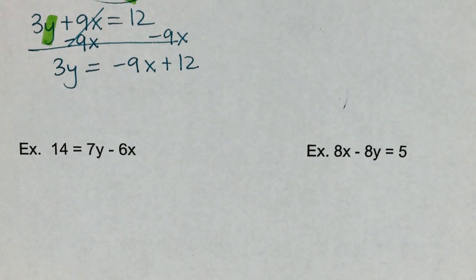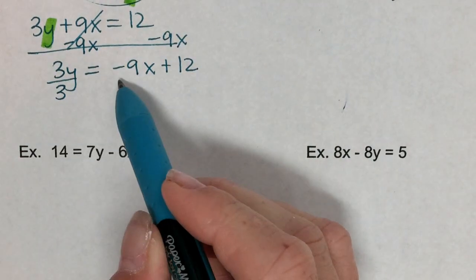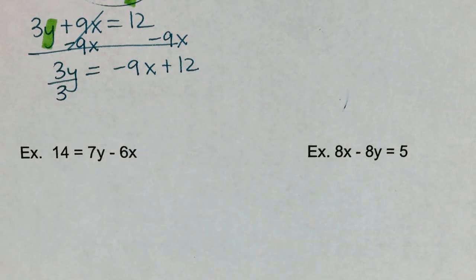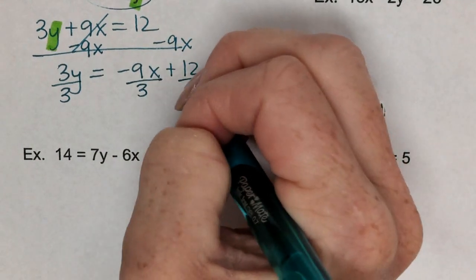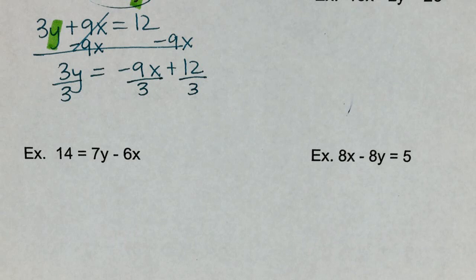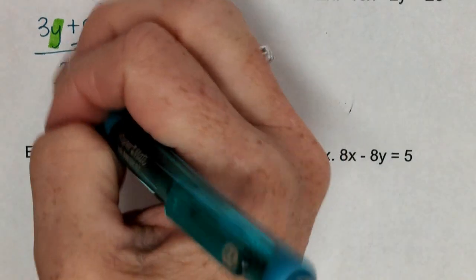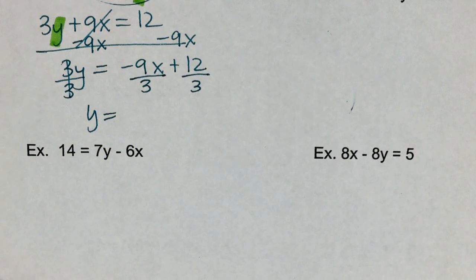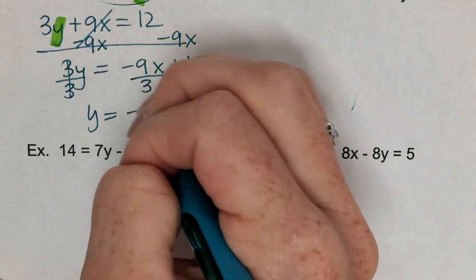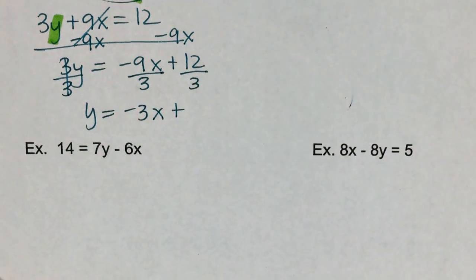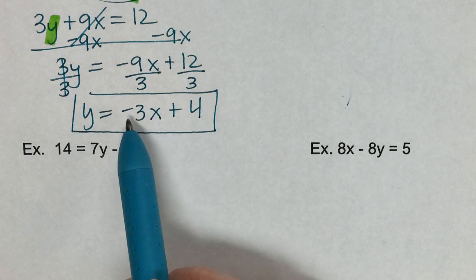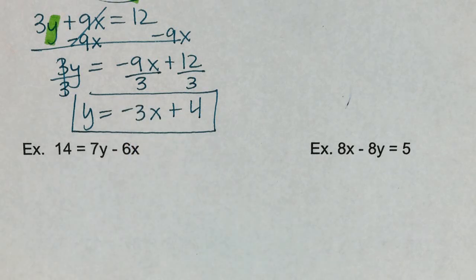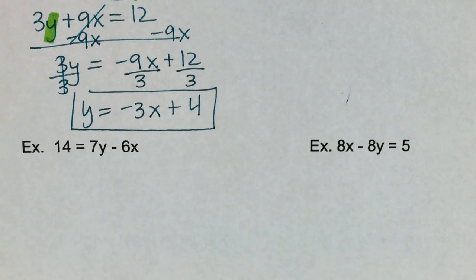All right, how am I going to get rid of the 3? Divide by 3. Now, for today, instead of dividing the whole thing by 3, I'm just going to divide each term by 3 because it's the same thing. So this has to be divided by 3, and this has to be divided by 3. And then I'm going to simplify. So I have y equals, what is negative 9 divided by 3? So I have negative 3x plus, what is 12 divided by 3? So what is the slope? Negative 3. What's the y-intercept? 4. So that's why we're doing this whole lesson.